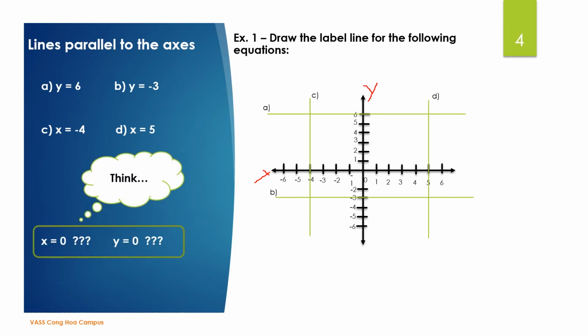Okay, now let's think. If I ask you to draw a straight line where x equals 0 and y equals 0, what would that line be? So as you can see, the line would be the axis itself. So it will be the x-axis and the y-axis. Okay? Now, let's move on to our next part.